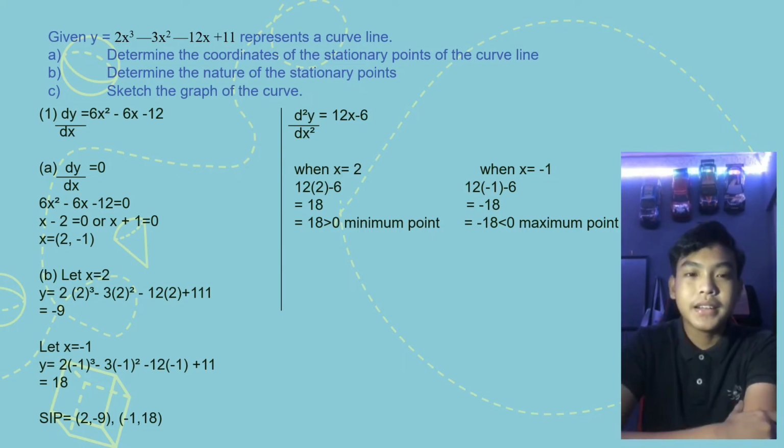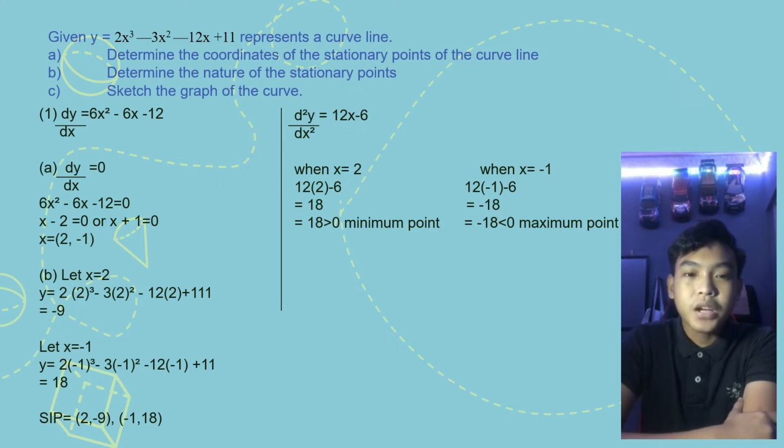Let's move to question B. We must determine the nature of the stationary points. First step, let x equal 2. y equals 2 in bracket 2 cubed minus 3 in bracket 2 squared minus 12 in bracket 2 plus 11. We will get the value of y as negative 9.